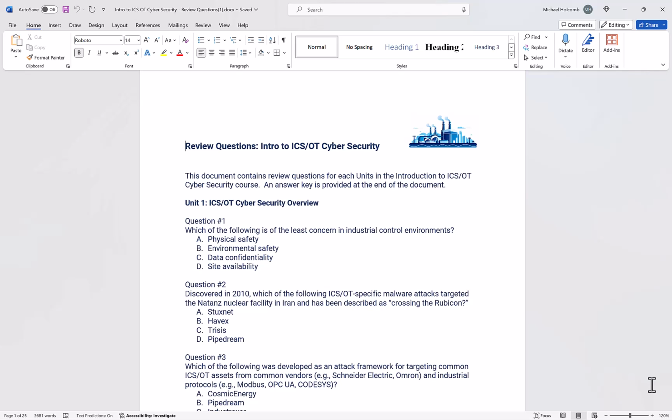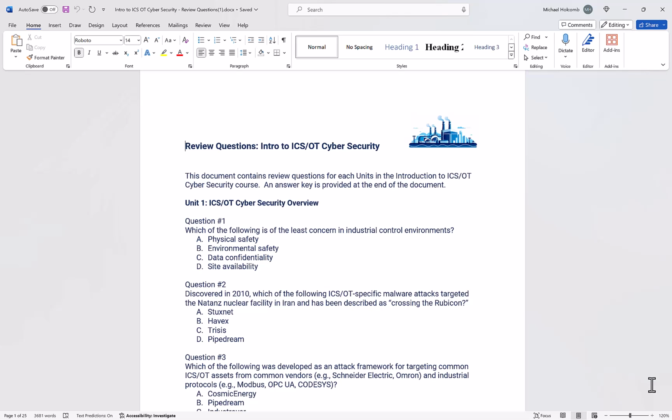And then a lot of people will sometimes think, well, the main priority in OT is uptime, right? Making sure the plant is up and running and producing whatever it's supposed to produce. Again, that's definitely one of our priorities, but it's number 3 on the list. So it's always physical safety first, environmental safety, and then uptime or site availability. Data confidentiality: remember, that's the primary goal for IT cybersecurity, but not for OT cybersecurity.